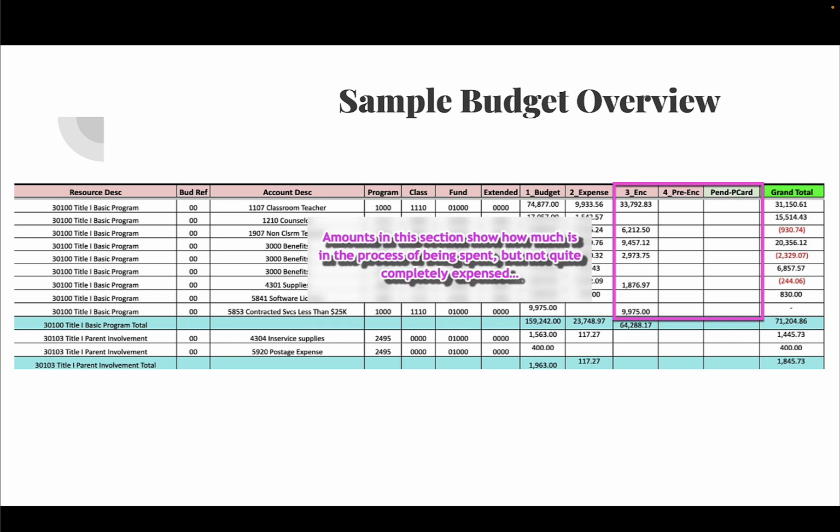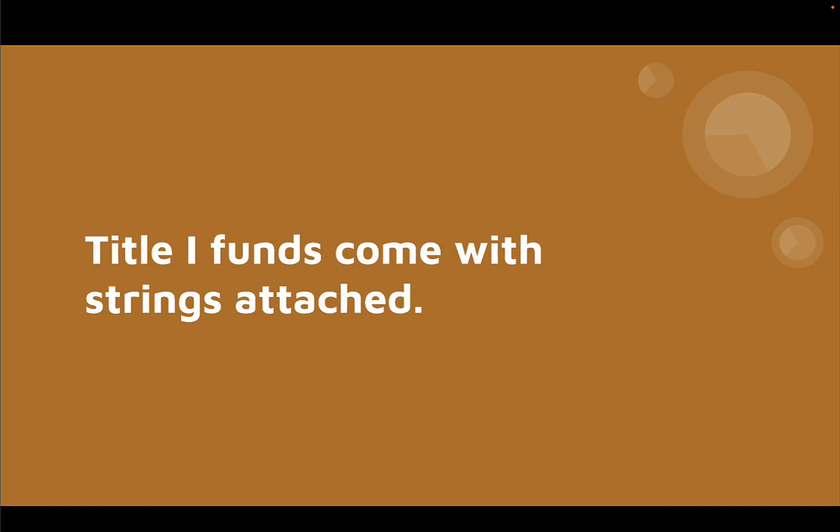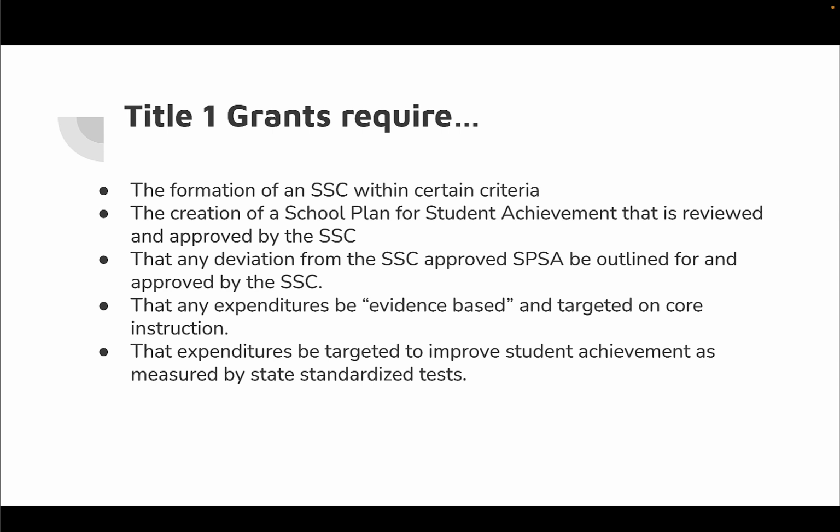So I'm going to show you an example of that in a minute. But I talked a little bit about the approval process, and that is part of one of the strings that come attached with Title I dollars. So the federal government gives us these dollars with the understanding that we're going to follow certain rules. So just some of the rules. Now there are a lot, but just for the focus of the SSC, Title I grant funds require the formation of an SSC under certain criteria.